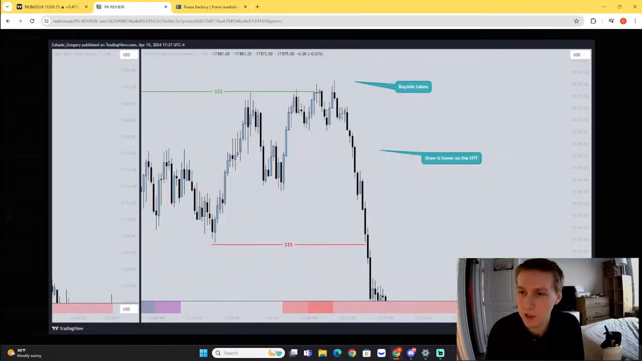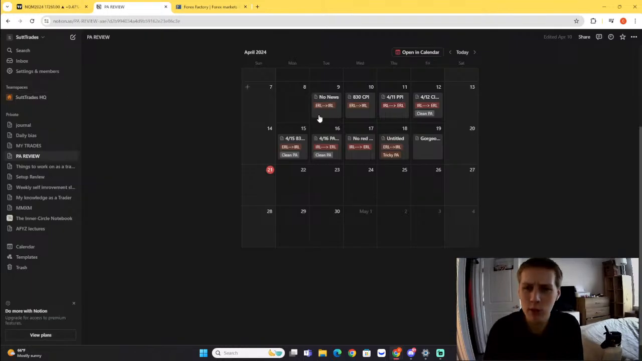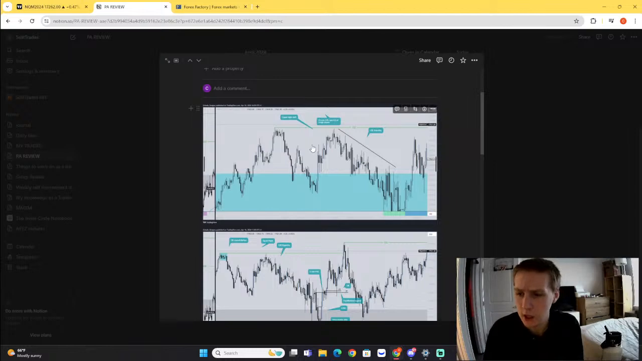Other than that, I didn't really see a short entry or short model. And then we end up selling off for the rest of the day. Market maker sell model that day. That was external range to internal range. And then let's go over Tuesday.